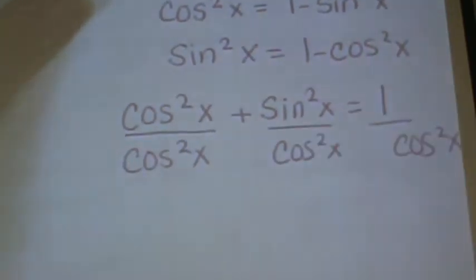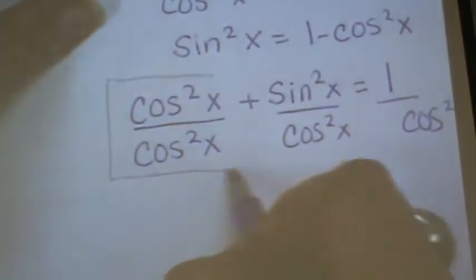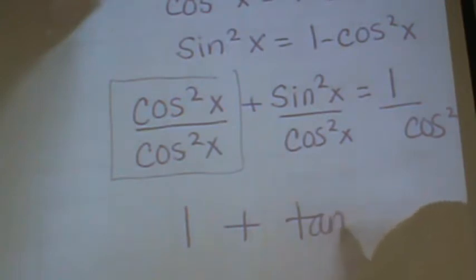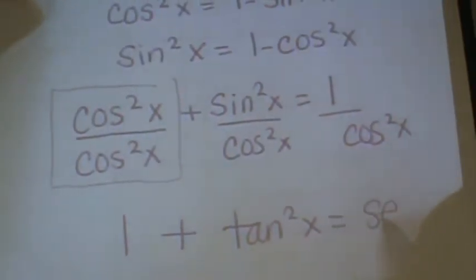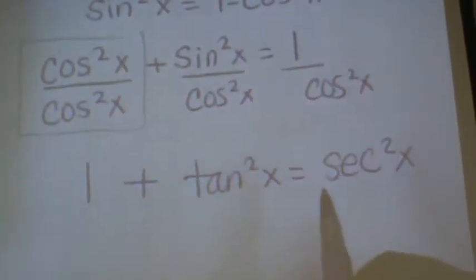Now let's talk about a new identity that's going to come out of this. What is anything over itself? What does this equal? 1. Do you remember what this equals? What's sine over cosine? Tangent. And 1 over cosine is secant. So now we have another identity that came from dividing everything by cosine squared x.